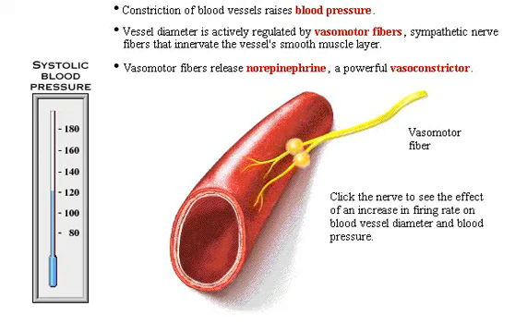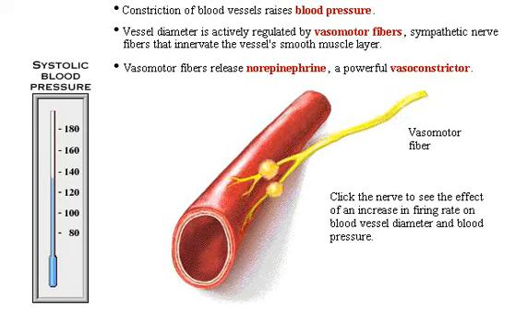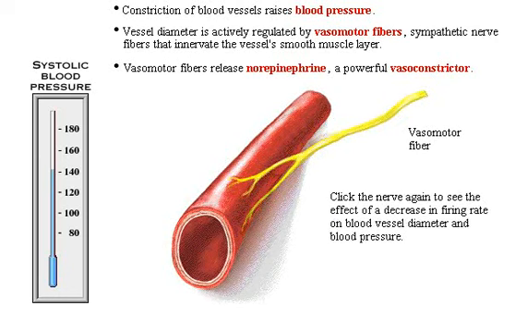Click on the nerve to see the effect of an increase in firing rate on blood vessel diameter and blood pressure. Click the nerve again to see the effect of a decrease in firing rate on blood vessel diameter and blood pressure.